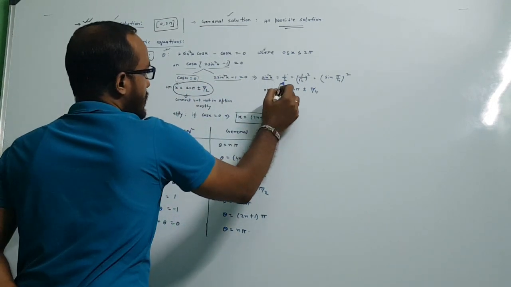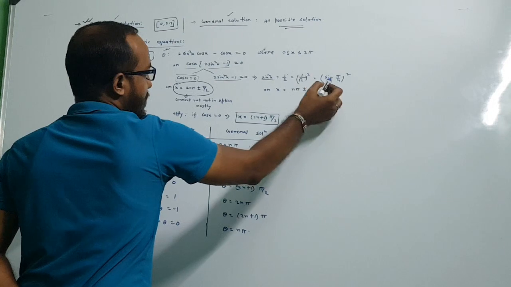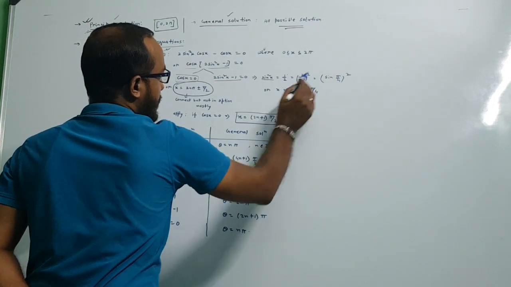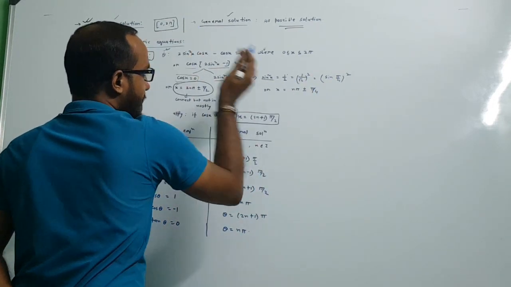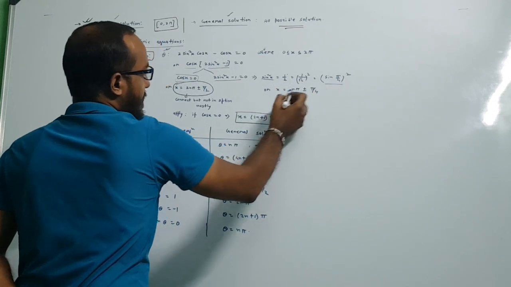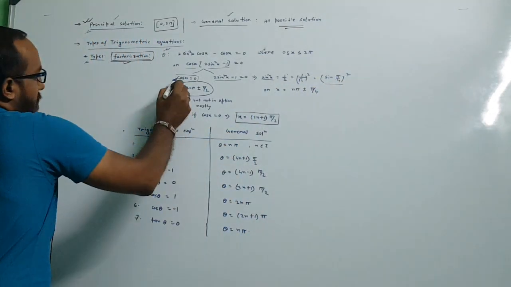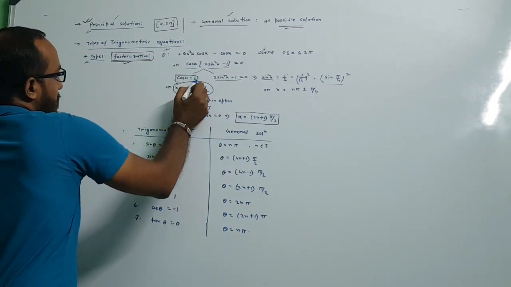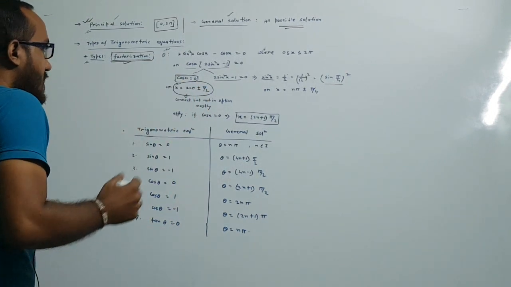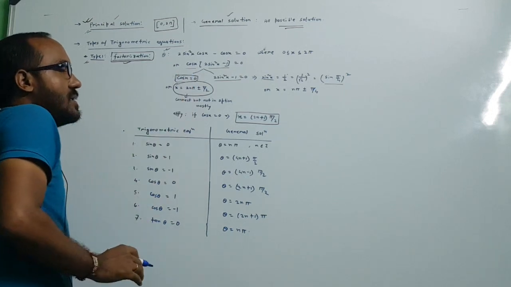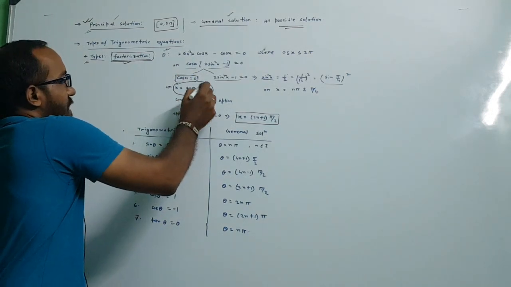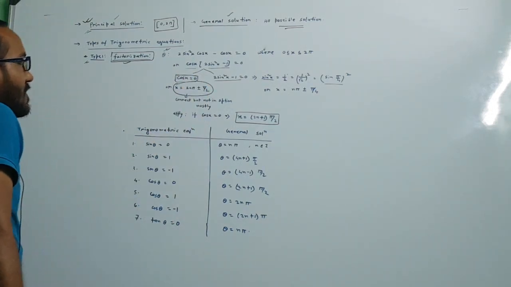So sin square x equals half, you can write it as 1 by root 2 whole square, 1 by root 2 is sin pi by 4, whole square. We know if sin square x equals sin square alpha, then x equals n pi plus minus alpha. What is alpha? Pi by 4. Now we already know in general solution, if cos x equals 0, then x would be 2n pi plus minus alpha, that is pi by 2.